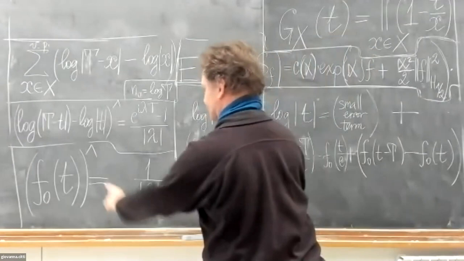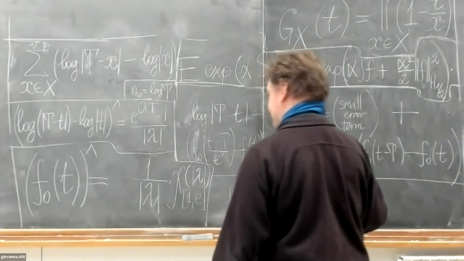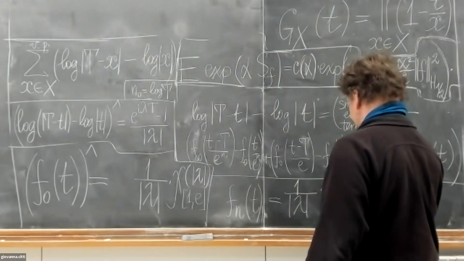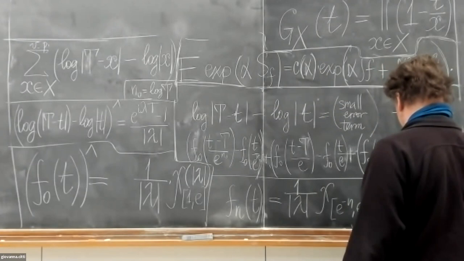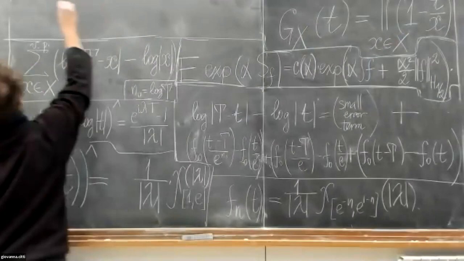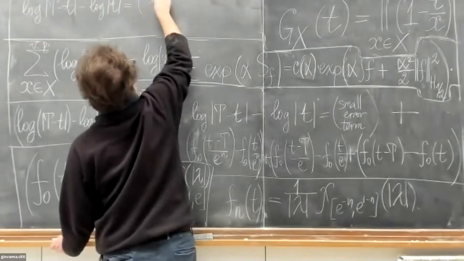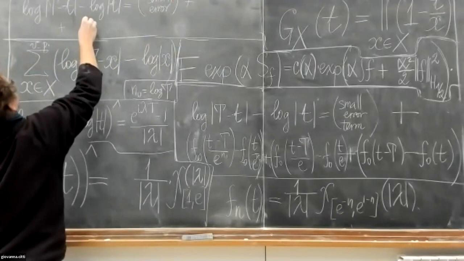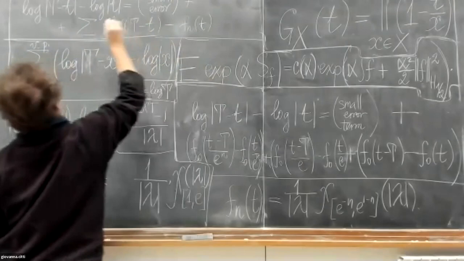So this was f0 of t. Let me write fn of t. Fn of t is precisely, well, or clearly, 1 over absolute value of lambda, characteristic function of e to the minus n, e to the 1 minus n of absolute value of lambda. So, I rewrite this formula by saying that my function logarithm t minus logarithm is a small error plus the sum of fn t minus, from zero to n naught. N naught is written here.